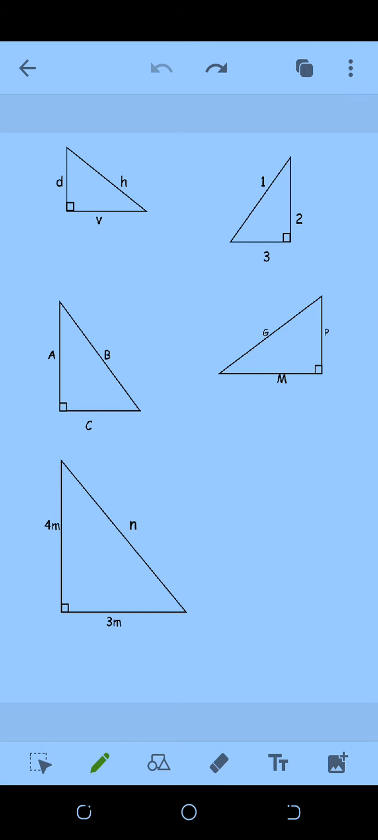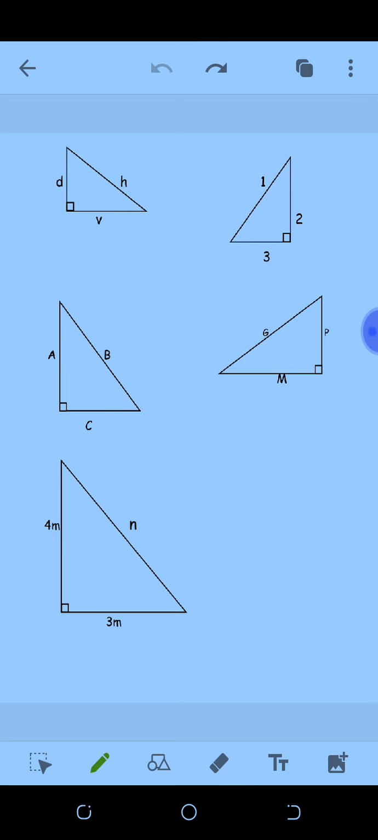Hi guys, so right now we want to dive into Pythagoras theorem. So what's Pythagoras theorem about? Before we go into the theorem of Pythagoras, let's first identify the sides of a right angle triangle, because before a Pythagoras theorem can be used, there must be a right angle triangle.